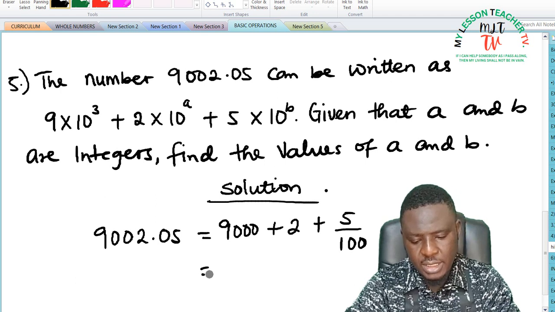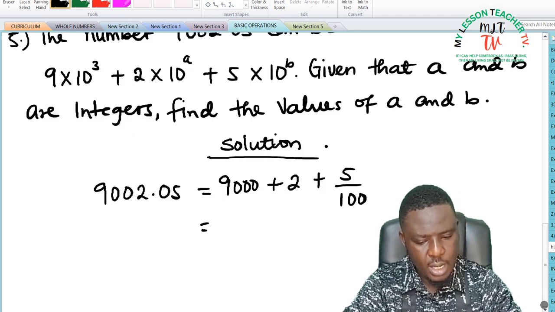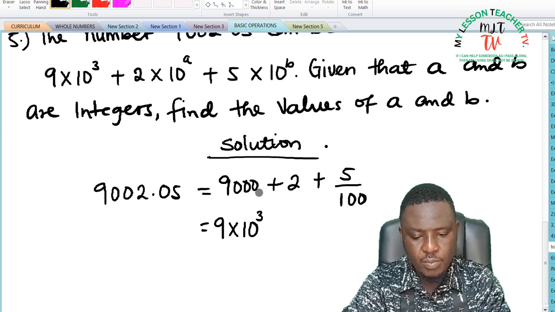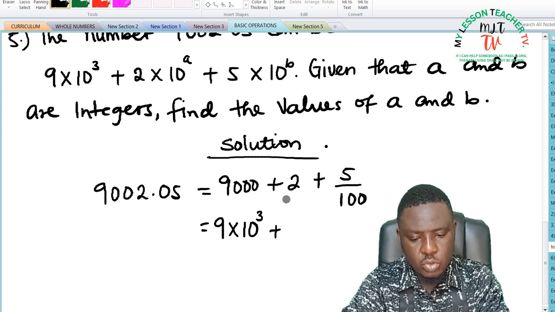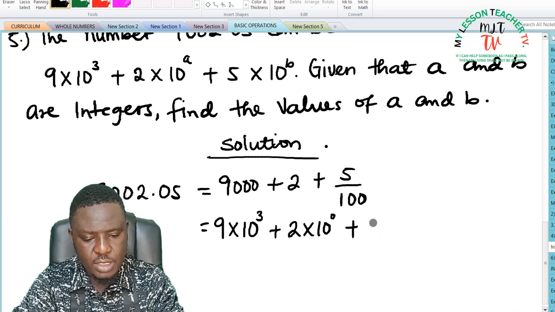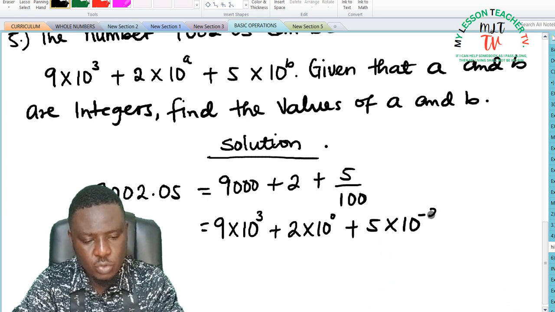Now, this can be simplified further as 9 times 10 raised to the power of 3, because this is 9000, plus 2 is in units, so it can be written as 2 times 10 raised to the power of 0, plus this is 5 times 10 raised to the power of minus 2.